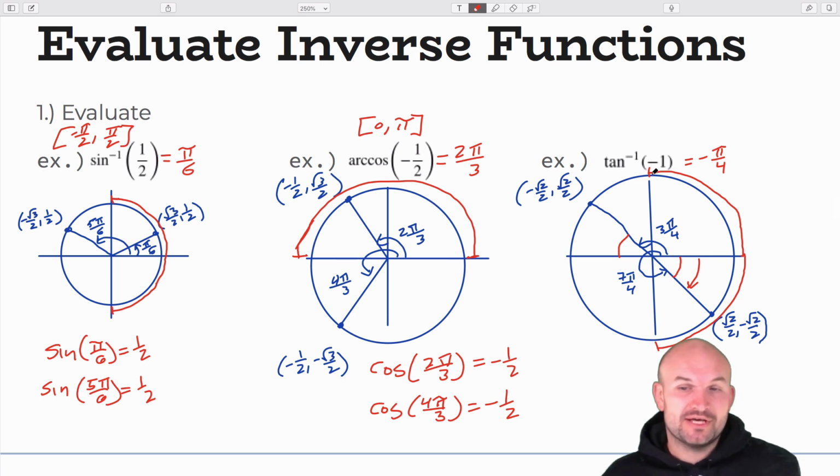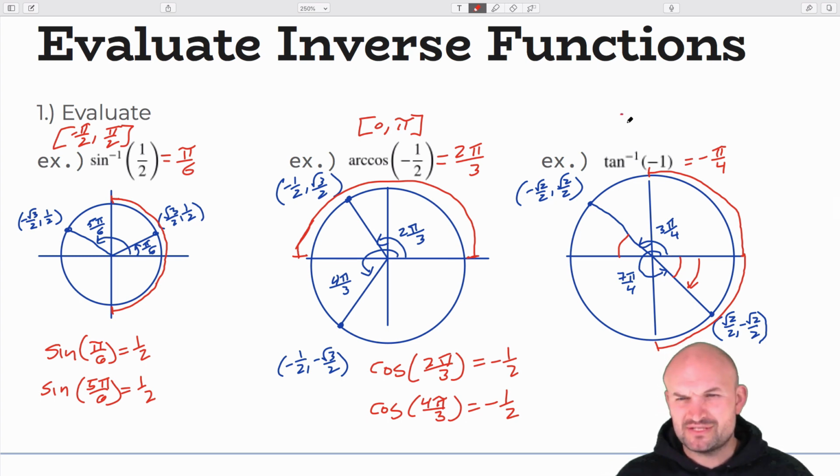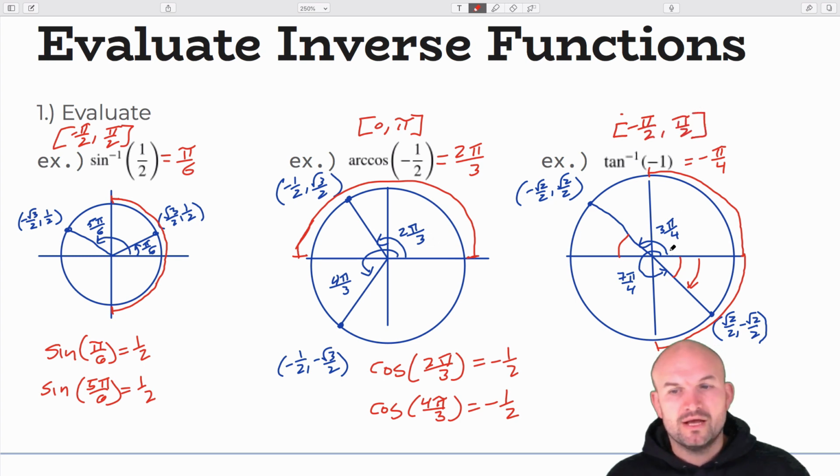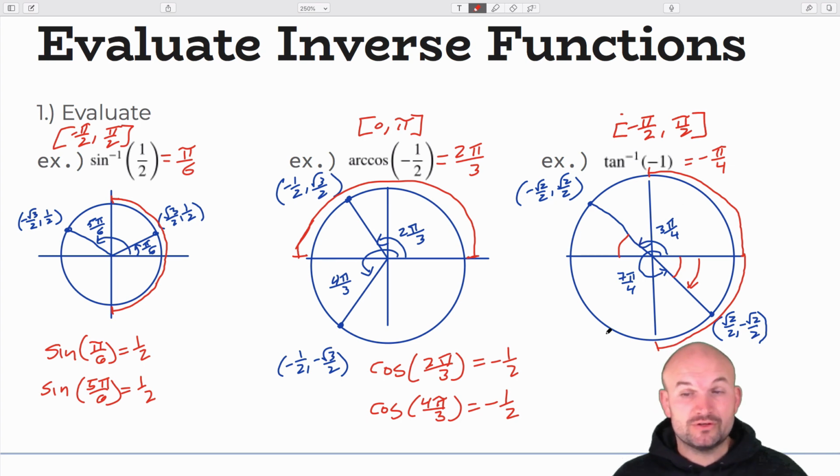So the problem with this, though, is remember tangent has a restriction. Maybe that's what I was thinking of. So the restriction here is negative pi halves to pi halves, just like sine. All right, but here's a problem. Our two angles, 3 pi over 4 and 7 pi over 4, do not fall within the restriction, right? It goes outside of that restriction and then comes back in, or at least 3 pi over 4 doesn't even land on it.